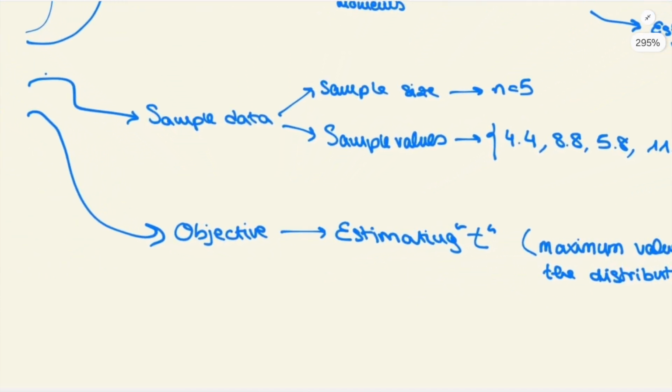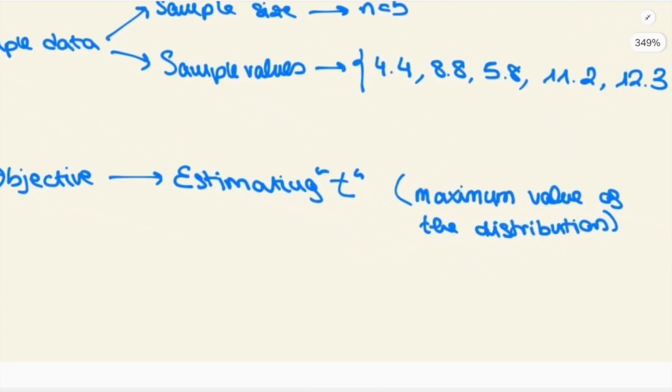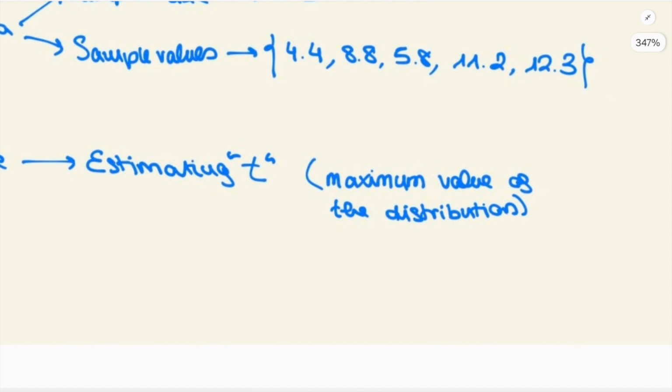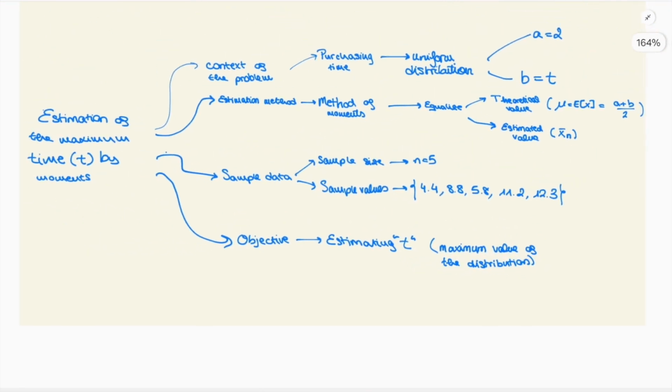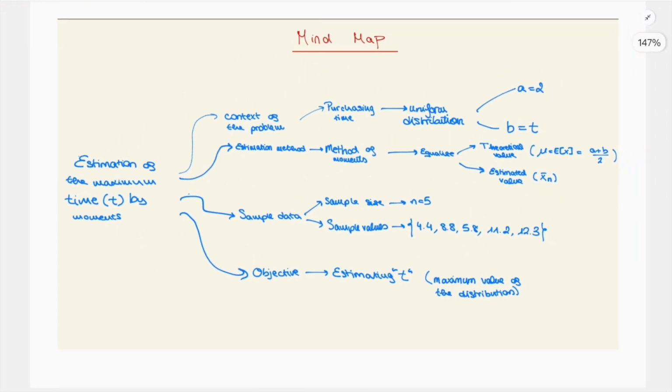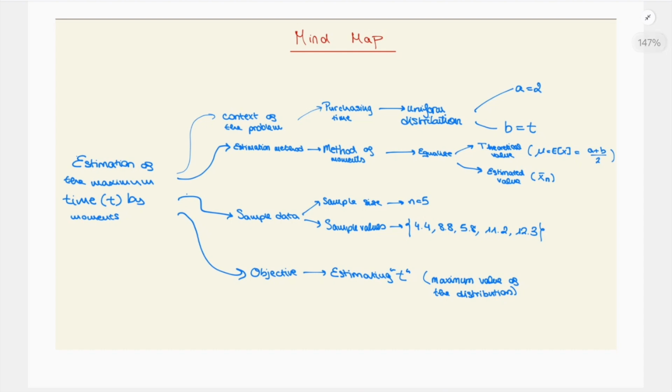Finally, we've set our goal as estimating t, aka the maximum value of the distribution, which is the main goal we have when using the method of moments for a uniform distribution. Once we obtain this value, we will conclude that a customer of this shop usually takes between 2 minutes and this maximum value of t when purchasing on this online shop.